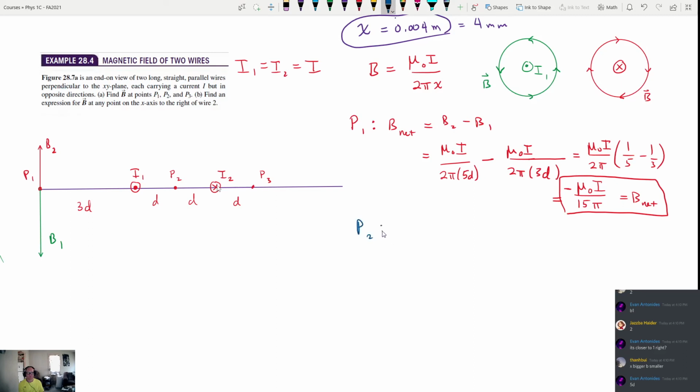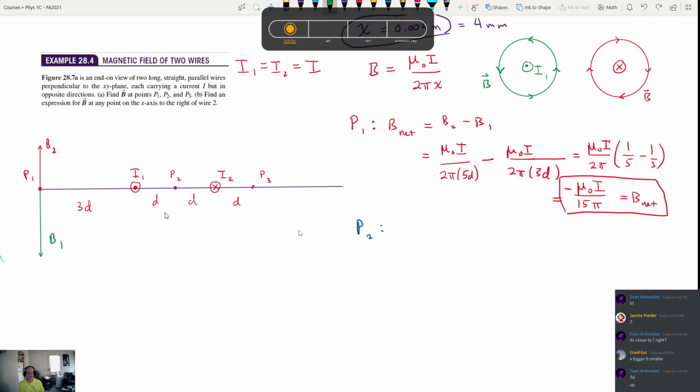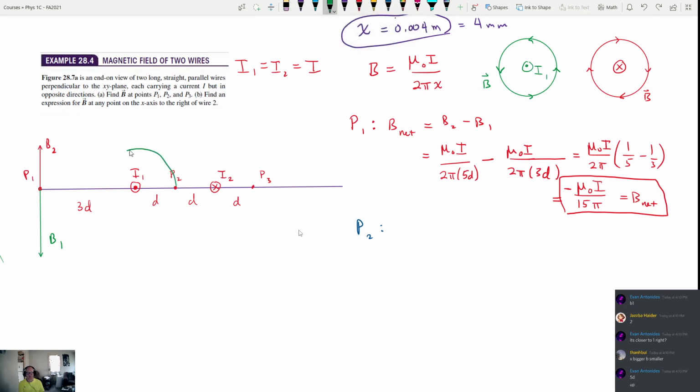Okay, point P2, which is right in the middle right here. What is the direction at point P2 for the magnetic field created by I1? Up, yeah. The way I think about it is, for I1 here, I know that it's going to create a magnetic field, and I know it's going to go around in a circle. And the question is, at this point, is it pointing up or down? So you take your thumb and you think, okay, it sweeps around like this. So at this point, the magnetic field has to point up.